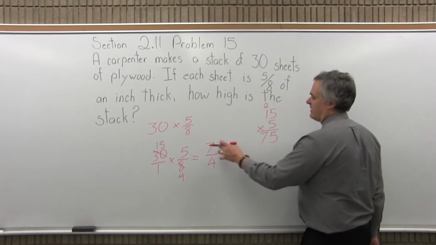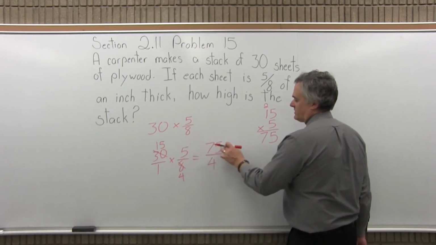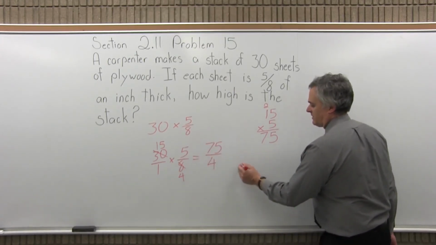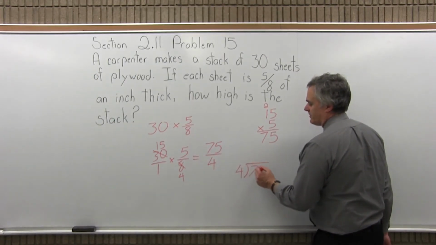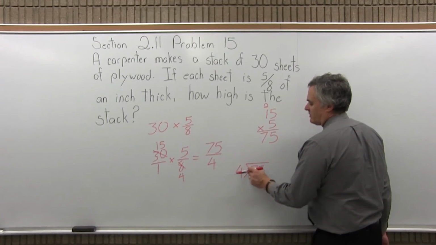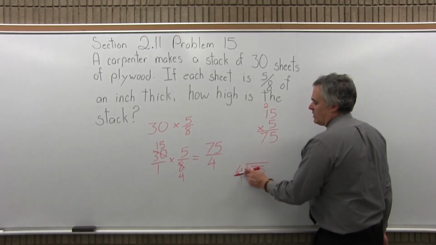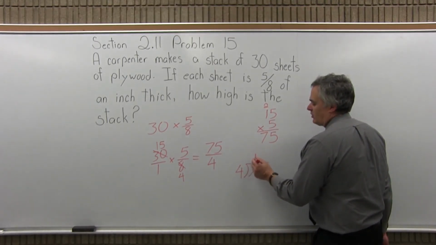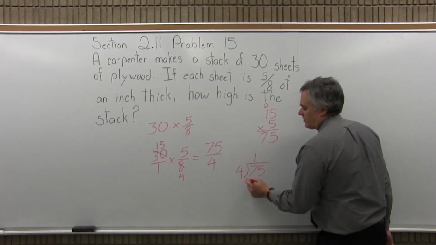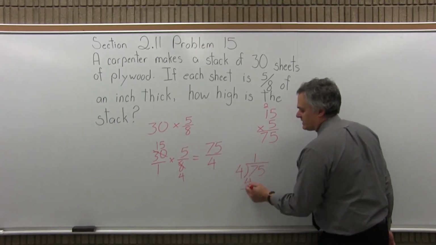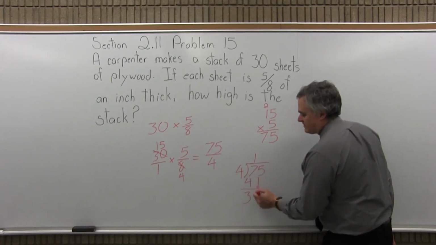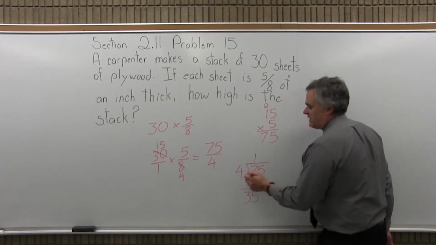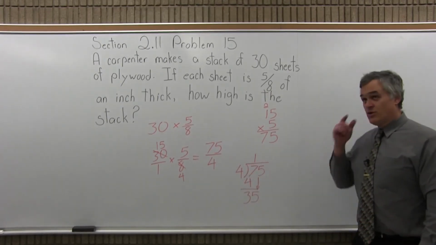So in order to do that, when you have an improper fraction like this, the numerator is larger than the denominator, what you want to do is divide the denominator into the numerator. In this case, 4 will divide into 75 how many times? 4 goes into 7 only once. 1 times 4 is 4. Subtract, 7 minus 4 is 3. Bring down the next digit. The 5 comes down next to the 3. Now divide 4 into 35.